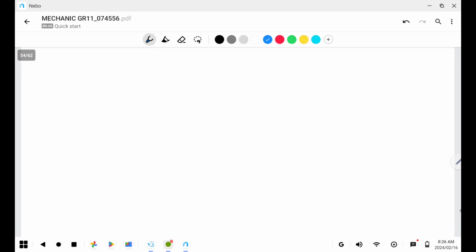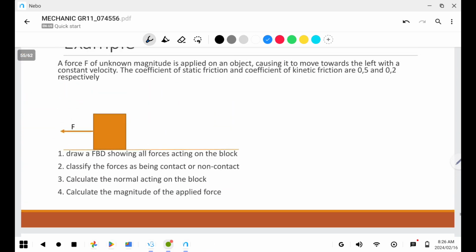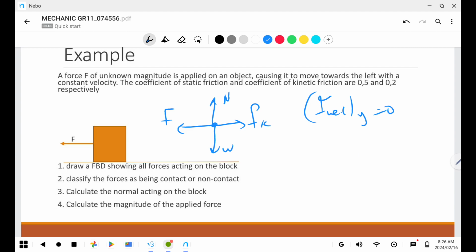But I want us to go back to yesterday's problem, which we had. This was the problem from yesterday. From this problem, when we calculated the normal, we first started by drawing the free body diagram, the weight, F, and then we said we had Fk. To calculate normal, we used the same formula, F net along the y direction equals to 0. We said normal minus the weight equals to 0. If you transpose, normal was equals to the weight.